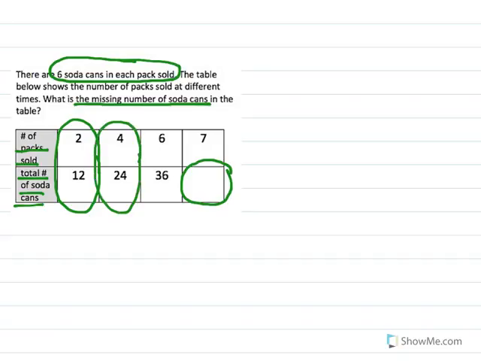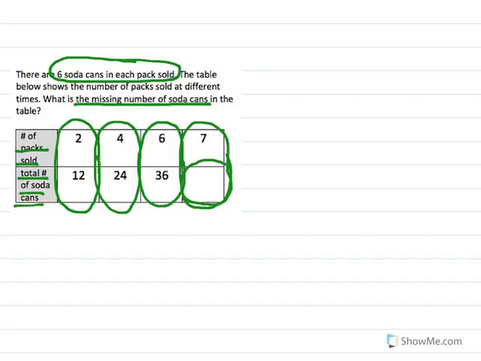When they sold 4 packs of soda, there were 24 total cans. When they sold 6 packs of soda, there were 36 total cans. And I'm trying to find how many total cans there were when they sold 7 packs of soda.